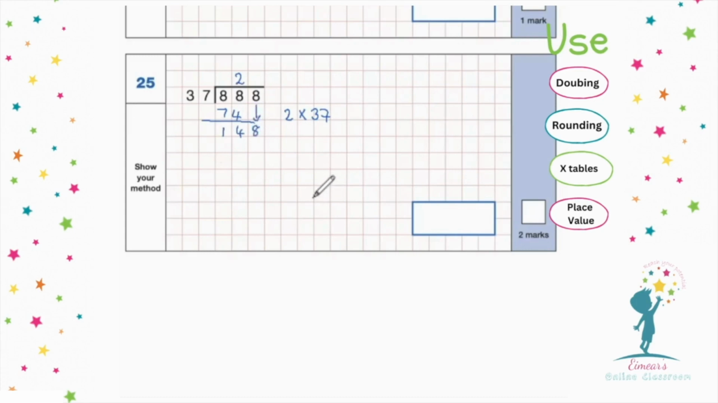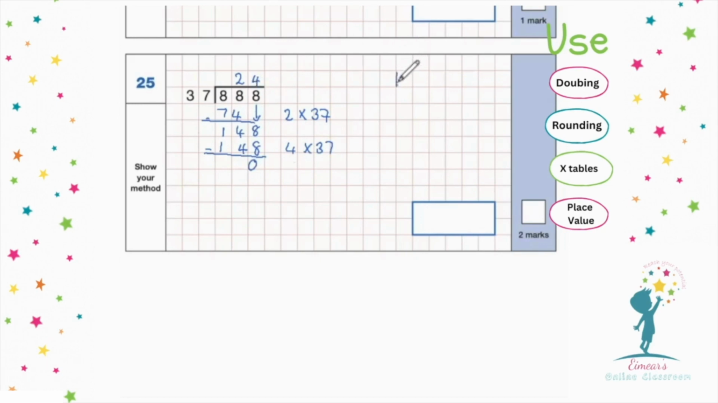Now we ask ourselves, how many 37s are there in 48? We can use some doubling here to help us. We know that 2 37s are 74. Let's see if we can get 4 37s. So we're going to double 74. So double 70 is 140 and double 4 is 8. So that is actually the number we're working out from. So we know that 4 times 37 equals 148. Take them from each other and we are left with 0. So our second digit is 4. So there are 24 37s in 888.